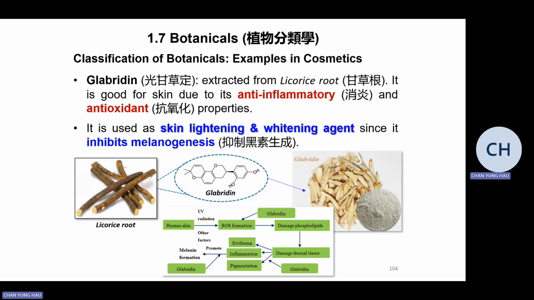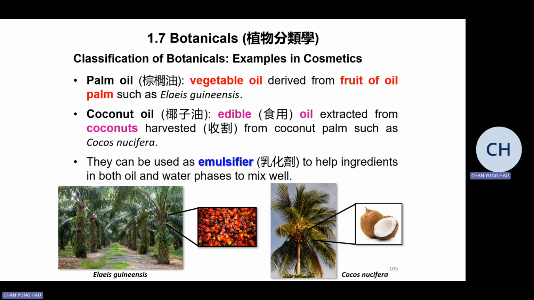Next is palm oil or coconut oil. I think most of them are good emulsifiers, as you know. They will be used as the oil phase in making cream or lotion. These are vegetable oils, natural oils. For example, coconut oil is good for our health.